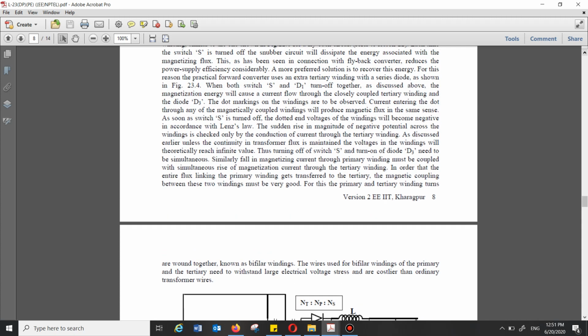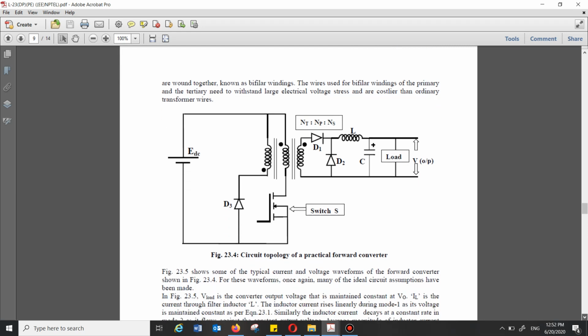Yeah, this is all about the switch mode power supply. This is called the forward switch mode power supply.